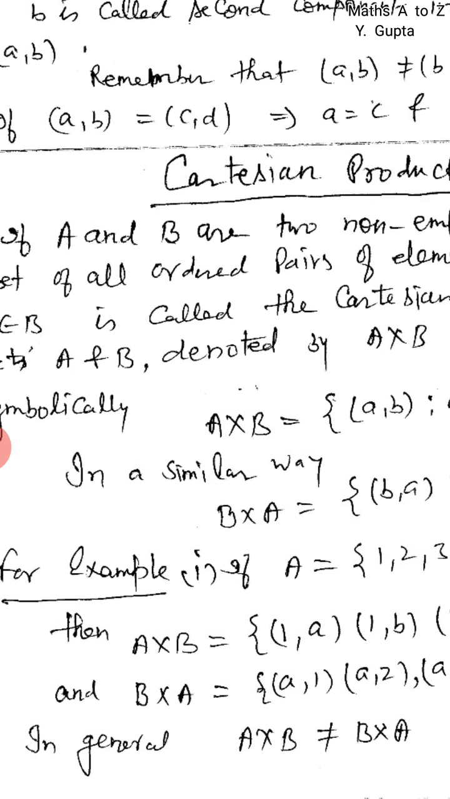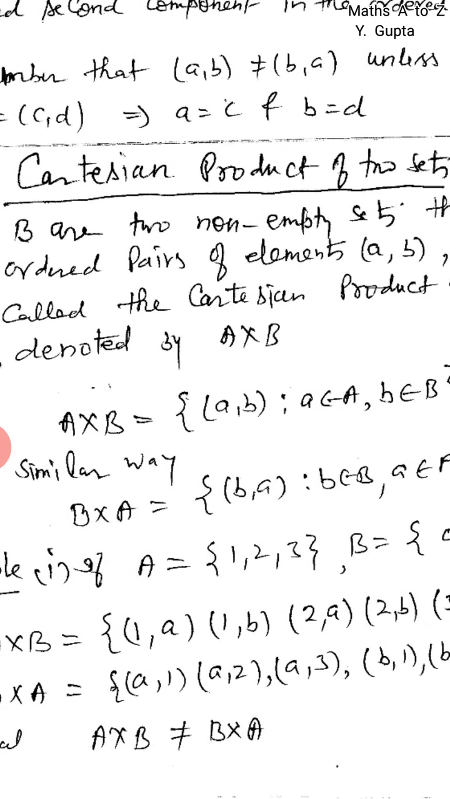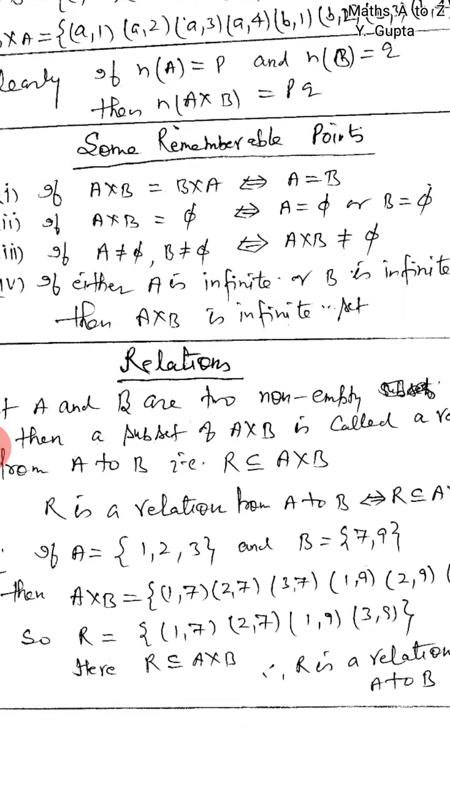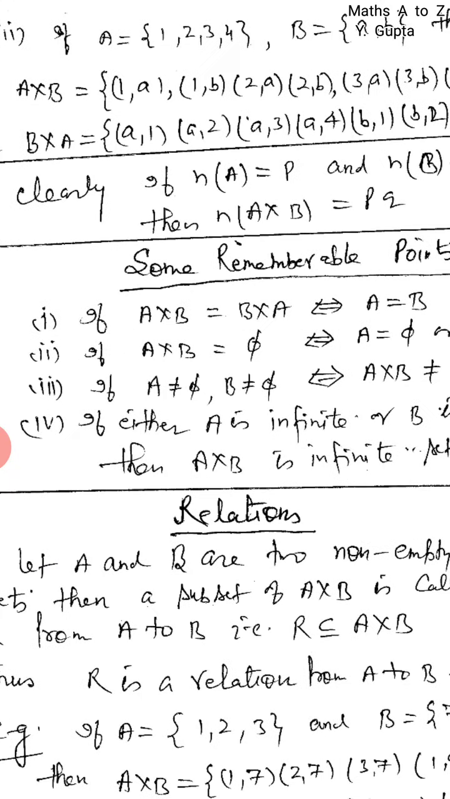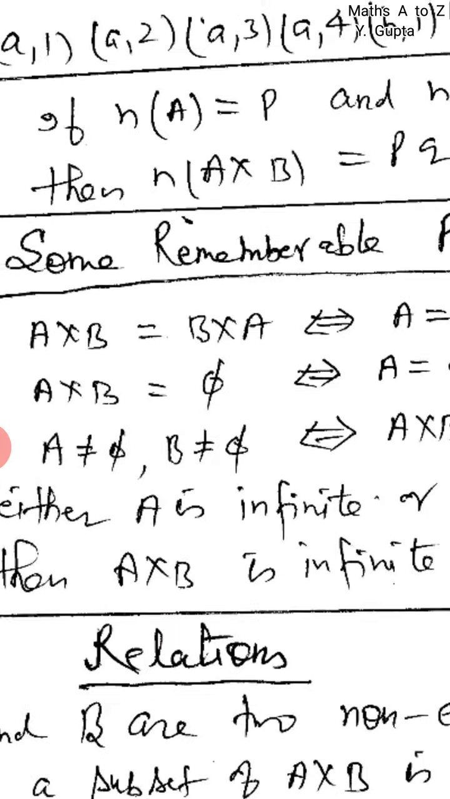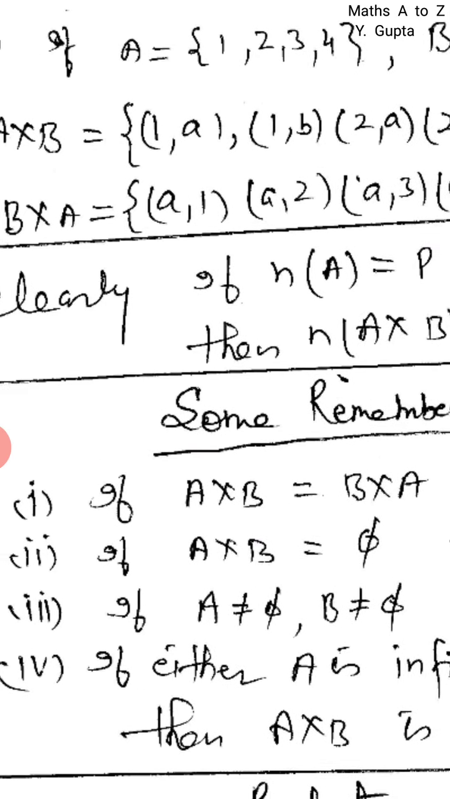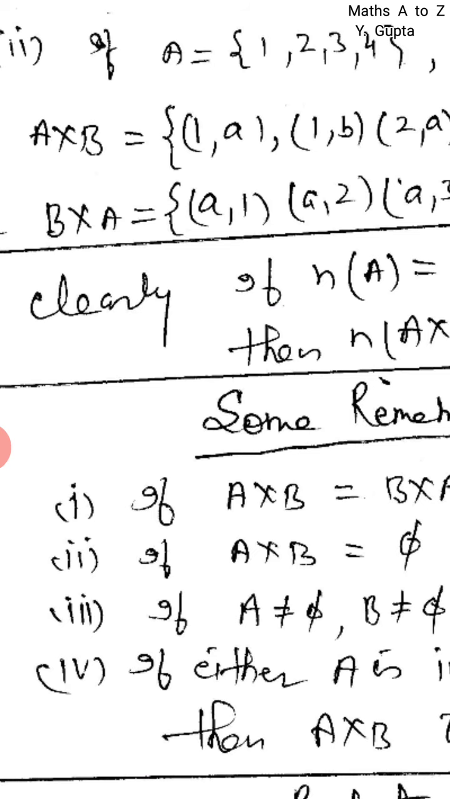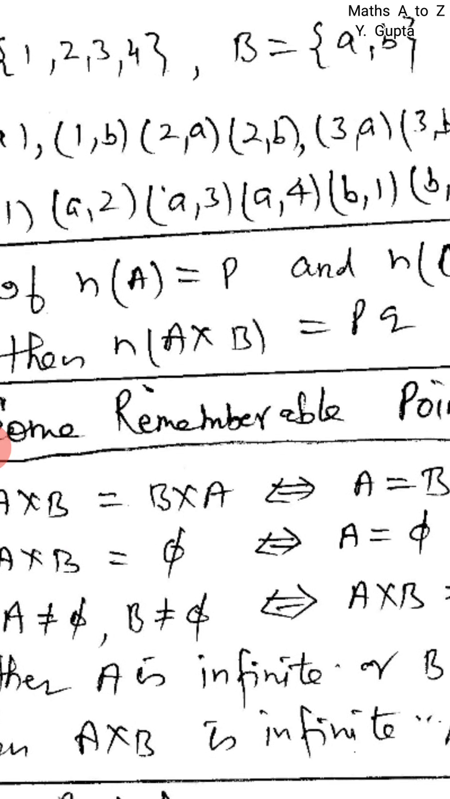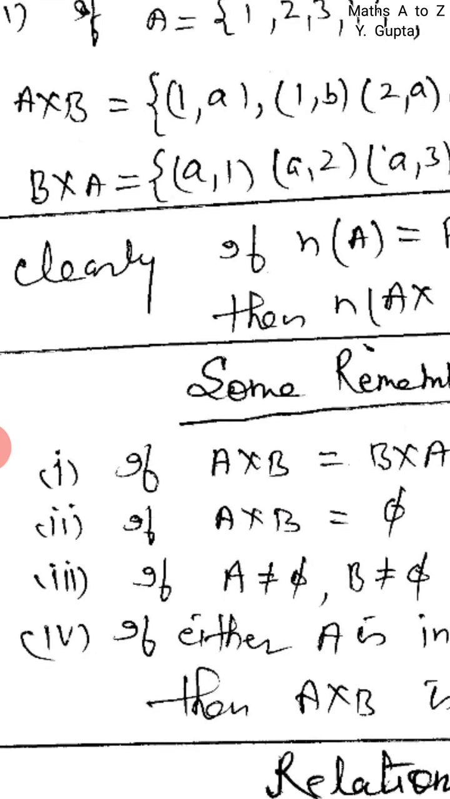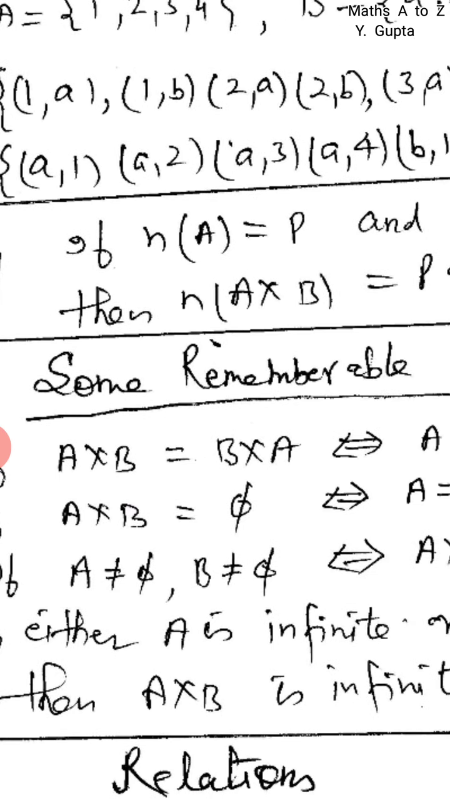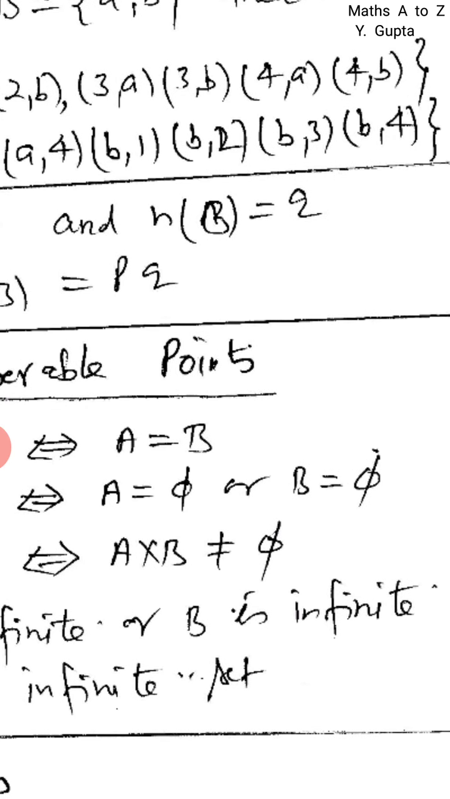And B cross A is defined as (a, 1), (a, 2), (a, 3), (b, 1), (b, 2), (b, 3). In general, the Cartesian product A cross B is not equal to B cross A. Another example: if A is equal to {1, 2, 3, 4} and B is equal to {a, b}, then A cross B is the set of elements (1, a), (1, b), (2, a), (2, b), (3, a), (3, b), (4, a), (4, b), and in a similar way B cross A is the set of elements (a, 1), (a, 2), (a, 3), (a, 4), (b, 1), (b, 2), (b, 3), (b, 4).